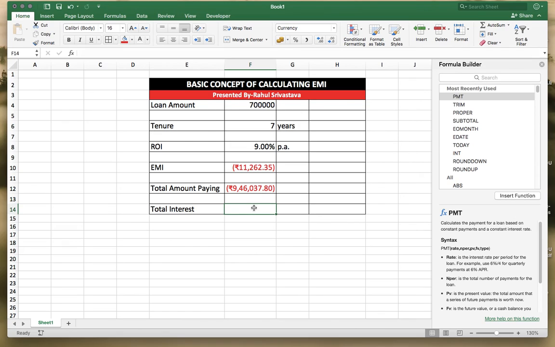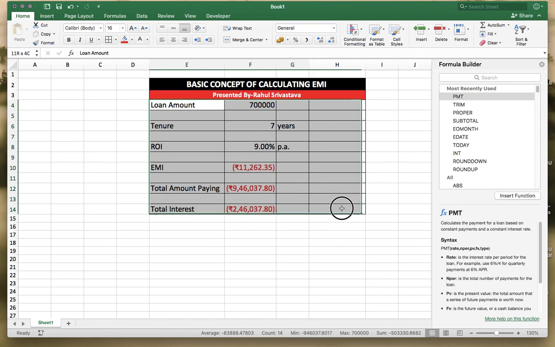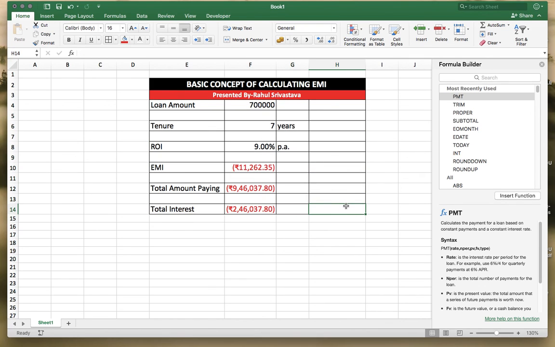Now what is the total interest he will be paying? Here we have to use a small trick. Please note that to calculate the interest, we put an equals to sign, and then we go to the total amount paying. Here we have not to put a minus sign, here we have to put a plus, and I'll tell you subsequently why we are putting a plus sign. And then we put here the loan amount, press enter, and straight away the total interest comes as 2,46,037 rupees 80 paise. So this is the basic concept of calculating EMI.